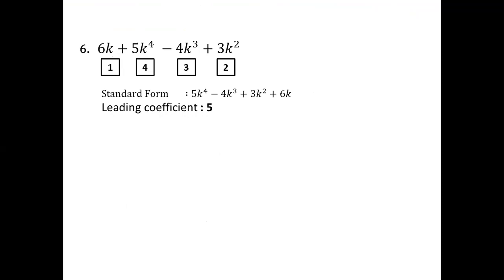Question number 6, the degree for 6k is going to be 1. Then 5k to the power of 4 is going to be 4. For this, it's going to be 3. And for 3k squared, it's going to be 2. So arrange them from the greatest degree. It's going to be 5k to the power of 4, then minus 4k cubed, plus 3k squared, then plus 6k. Okay, so this is the standard form, and the leading coefficient is the first number in the first term. So that's going to be 5. So the leading coefficient for this question is going to be 5.